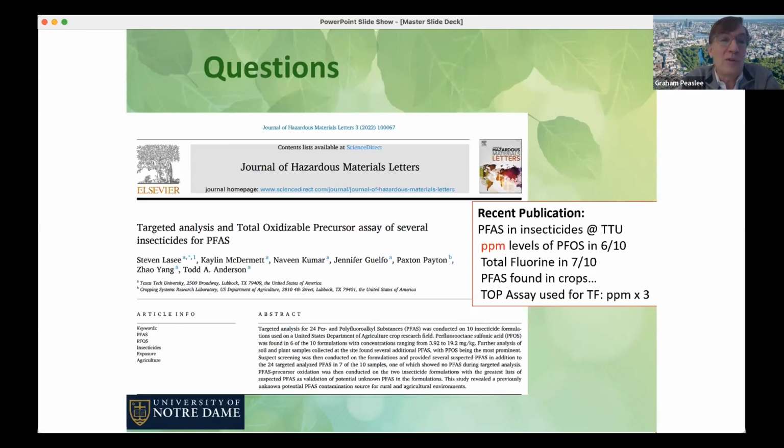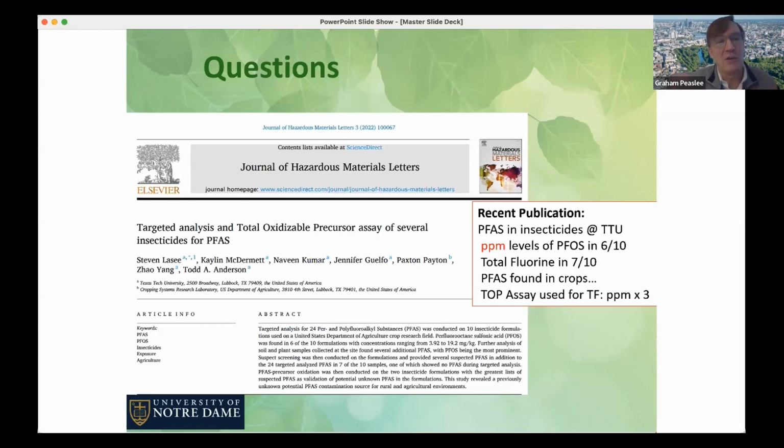The total fluorine was also measured on a couple of these things. They found one that had suspicion of fluorine, but they didn't see any of the ones in the library. And being a good scientist, Jen knew to go and try a total fluorine method. She did it a different way. She used a total oxidizable precursor assay. And sure enough, that one that was empty showed up with a lot of PFOS.